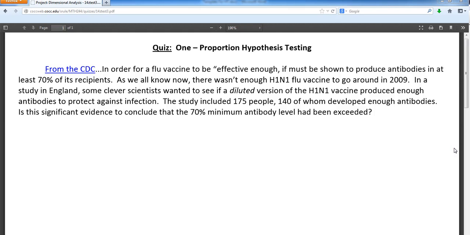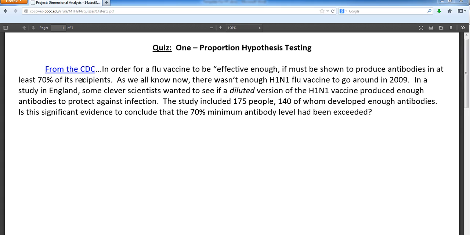Hey there, everybody. The purpose of this quiz is to get you a solution for the CDC quiz about H1N1 swine flu. We're checking to see if these clever scientists' attack would have been effective in creating an H1N1 vaccine that was effective enough. The definition of effective enough, I got you the link right here if you want to go check it out. It has to produce antibodies in at least 70% of its recipients.